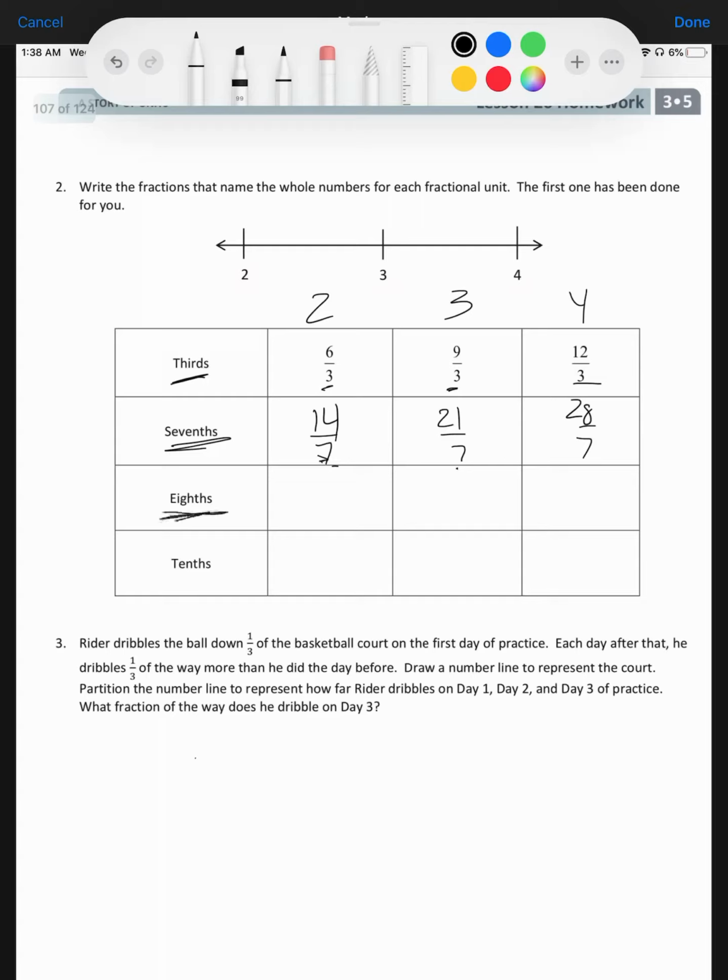Now we're breaking this one into eighths. So what's our denominator going to be? If we're breaking it into 8 pieces, it's going to be 8. 8 times 2 is 16. There's your numerator. 8 times 3 is 24. 8 times 4 is 32. Tenths. So what's our denominator going to be if we're breaking it into tenths? It's going to be 10. 10 times 2 is 20. 10 times 3 is 30. 10 times 4 is 40.